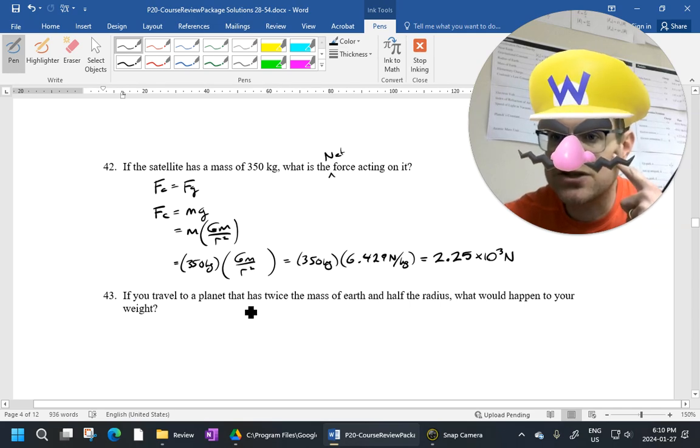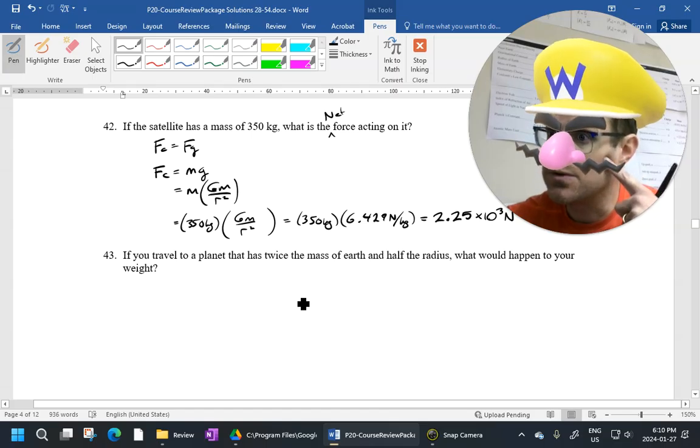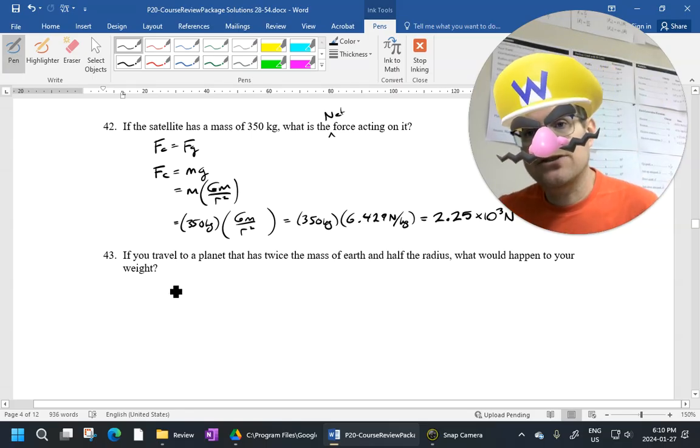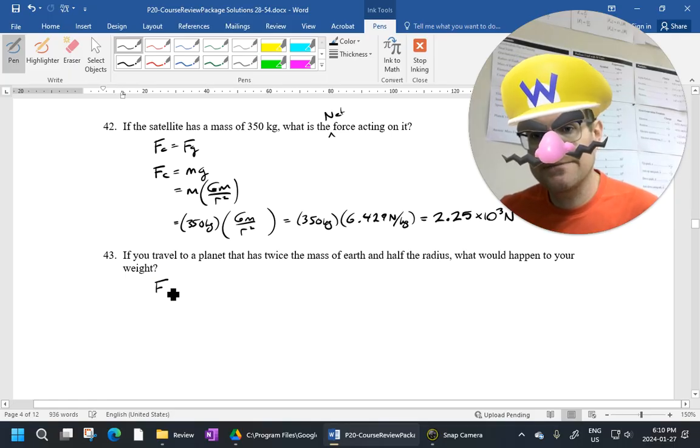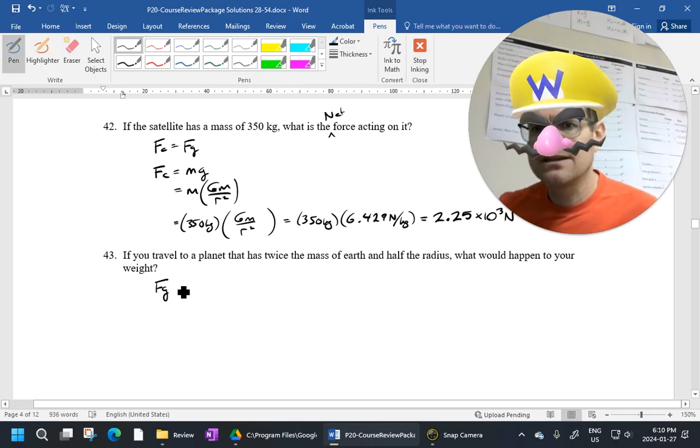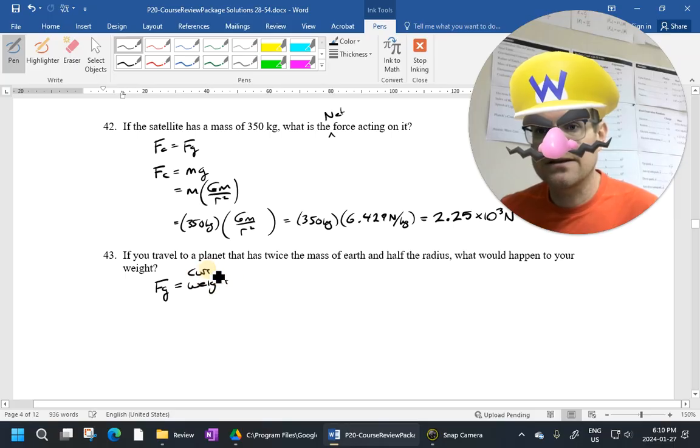If you're traveling on a planet that's twice the mass of Earth and half the radius, what would happen to your weight? So remember FG, I'm going to assume that this is my true weight. So FG is my true weight. So that's what they're asking. You want to know what would happen to this. So we don't know what FG is, but this is my weight right now. Right? This is my current weight. I want to know what happens. What's my new weight going to be if all this other stuff happens to this?